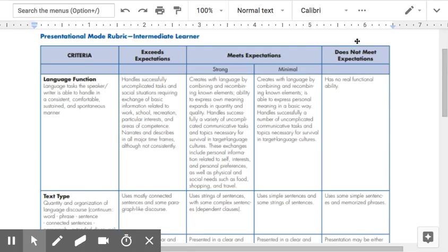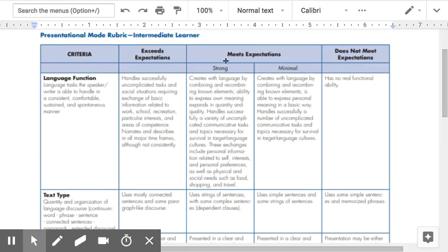First off, remember we have 4 levels that you can achieve: 1, 2, 3, 4. The first level does not meet expectations. The second and third levels do meet expectations, minimally and strongly, and then the fourth level exceeds expectations. So the goal for students is to score a 3 or a 4. 3 means that they're strongly meeting the expectations for class.